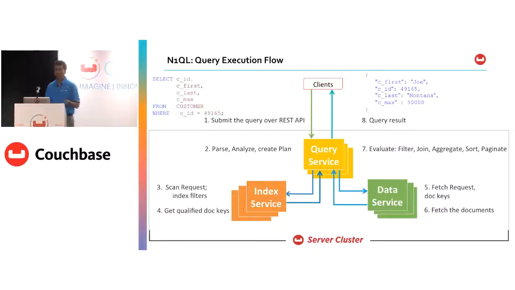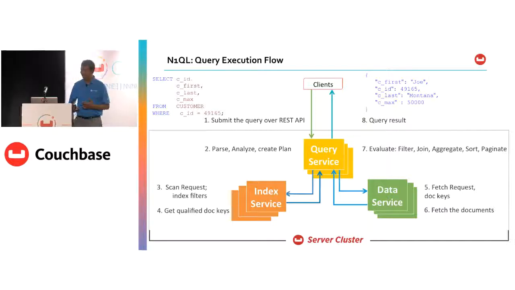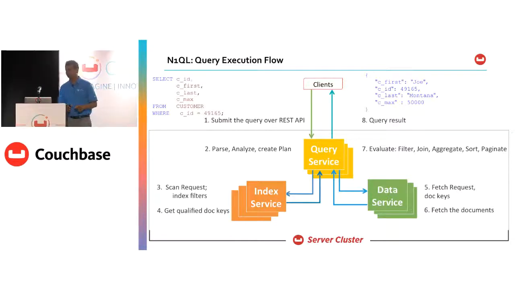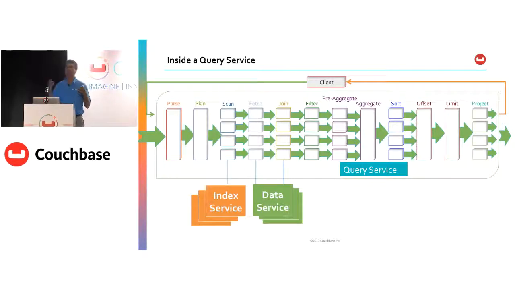The applications issue the query over REST, whether you issue it directly or through any of the SDKs. Eventually, the query request from the application comes to the query service over REST. As you can see, there are multiple layers here. There can be multiple query services, multiple index services, multiple data services. This is the whole Couchbase cluster. The query service which gets this particular request analyzes the query, does the parsing, semantic analysis, and then comes up with the actual query plan, right? That's where the optimization happens. We'll get into that more in a moment.